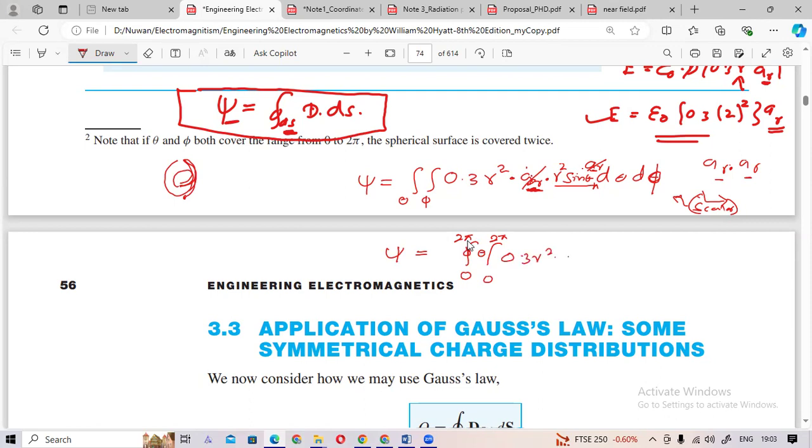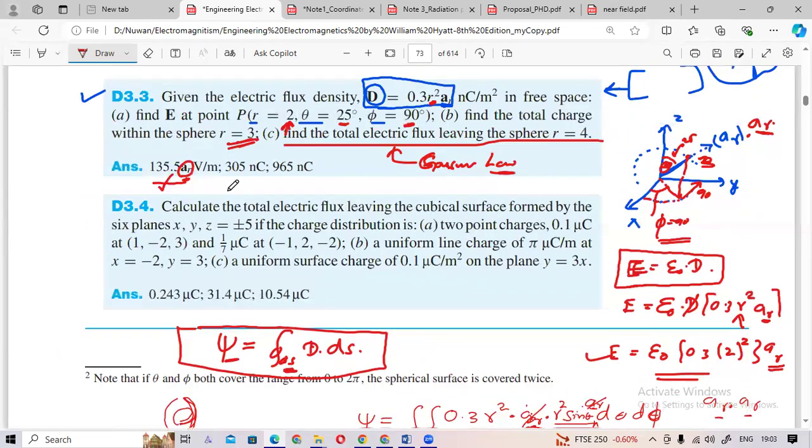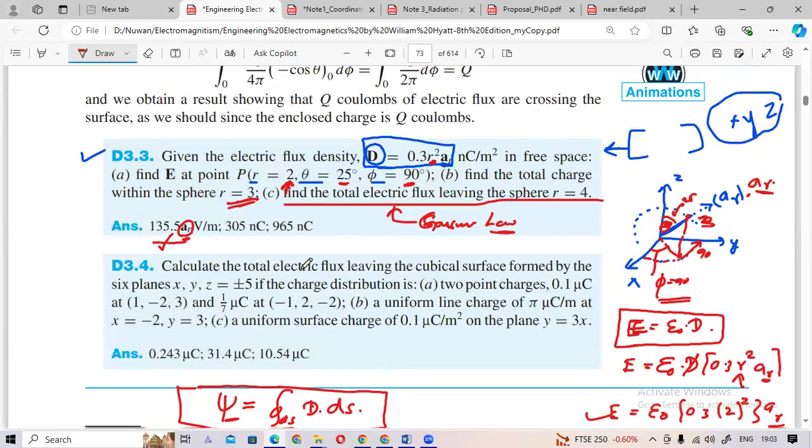Again, r square is there, so r fourth is there, sine theta d theta d phi. This is the phi limits, and this is the theta limits. So first you should do the integration with respect to theta, then the integration with respect to d phi. Then check. Do that integration.